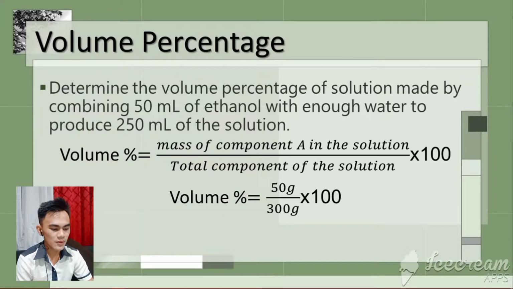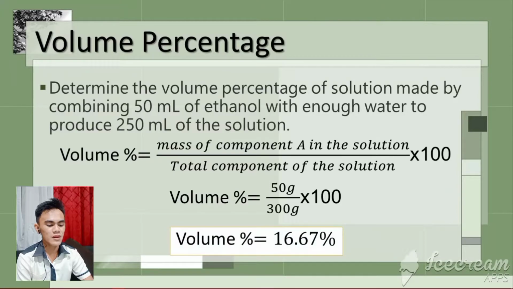That is our solution. Solution is equal to solute plus solvent. So our solvent here is 250 and our solute is 50. 250 plus 50 is equal to 300. 50 divided by 300 times 100 is equal to our volume percentage, which is 16.67%.